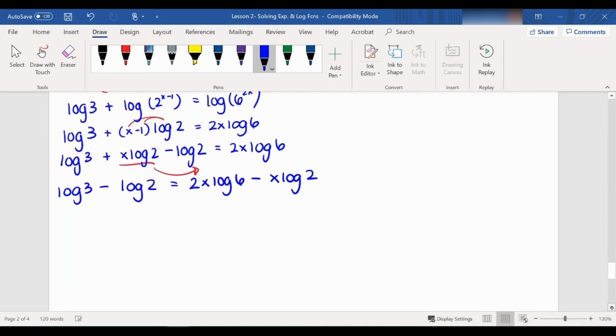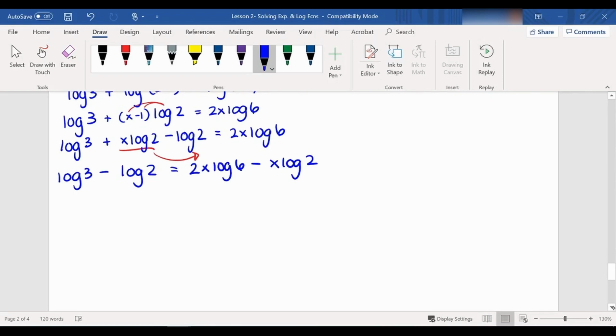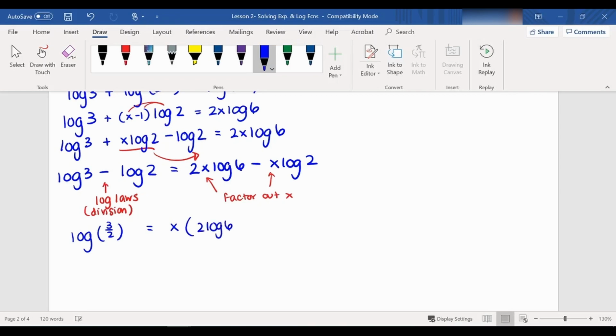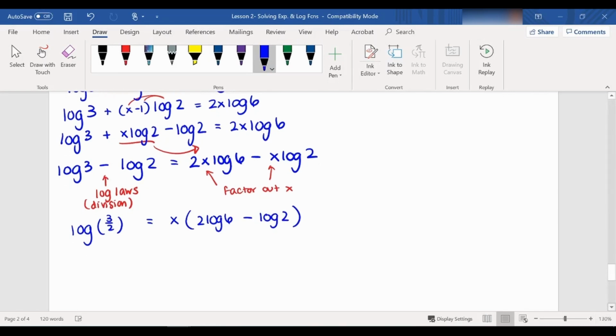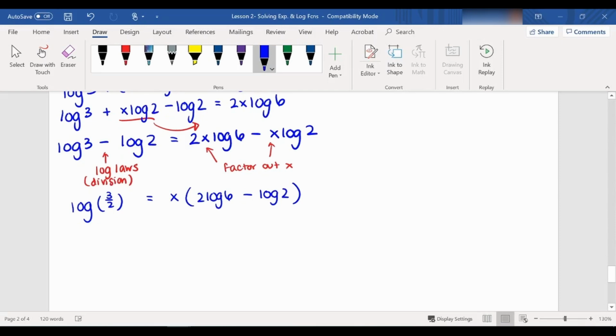Now that we've done that, we've got a couple things we can do. On the left, we can simplify this back together using log laws, using the division log law. And on this side, we need to factor out an x. Okay. So on the left, we're going to have log of 3 over 2 equals x times, we've got a 2 log 6 in the first term and a log 2 in the second term. Now on the left, you can rewrite this as 1.5 if you want, or you can leave it.